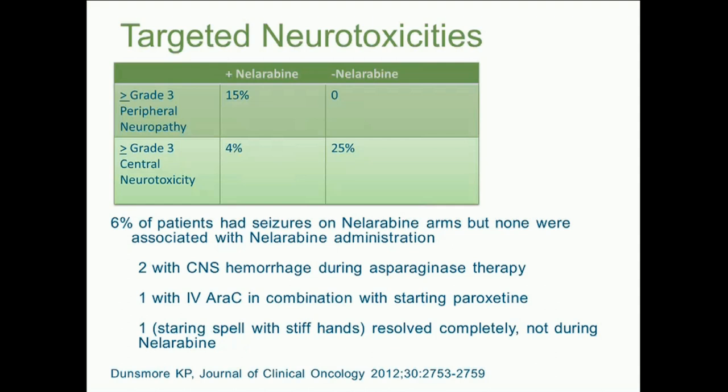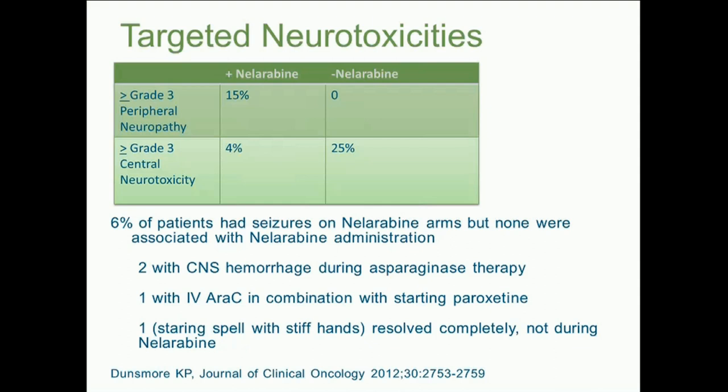And I remember I fought with the statistician about why we had to monitor the patients we weren't giving nilarabine to, and remember I was young, and he was very wise. And he said, Kim, not always do things happen the way that you think they will, and you need to be able to look at that.